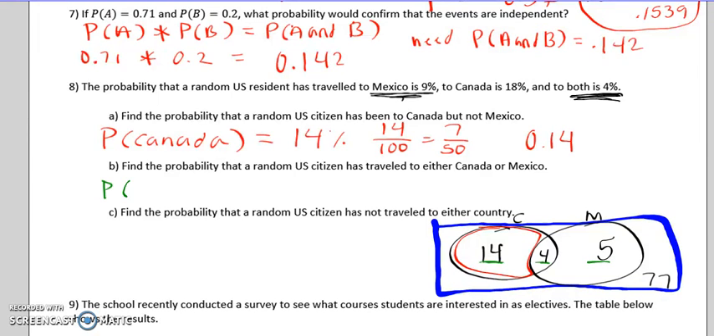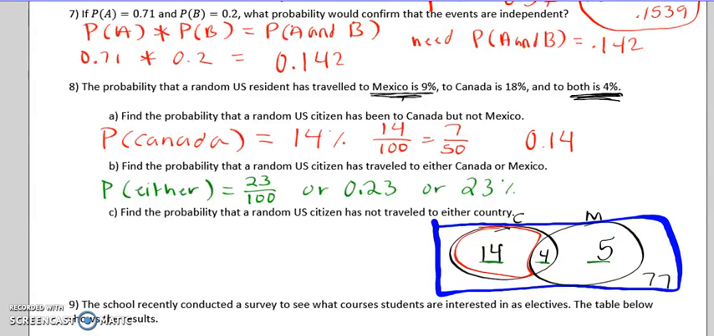So the probability that you have been to either is, all of those added is 23 out of 100, or 0.23, or 23%. Those are all the probabilities that you've been to either or both.